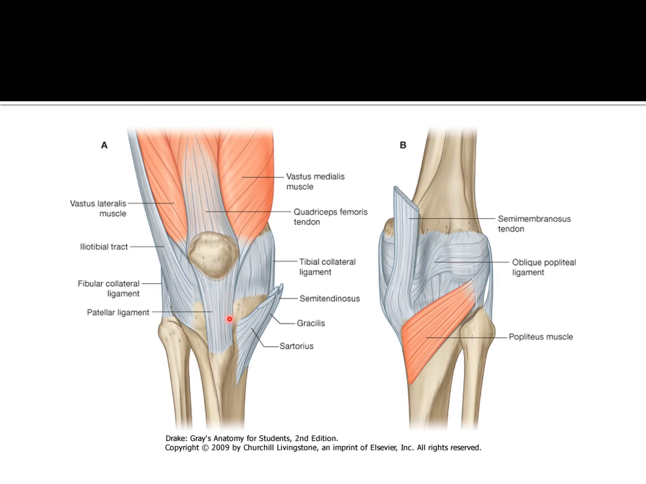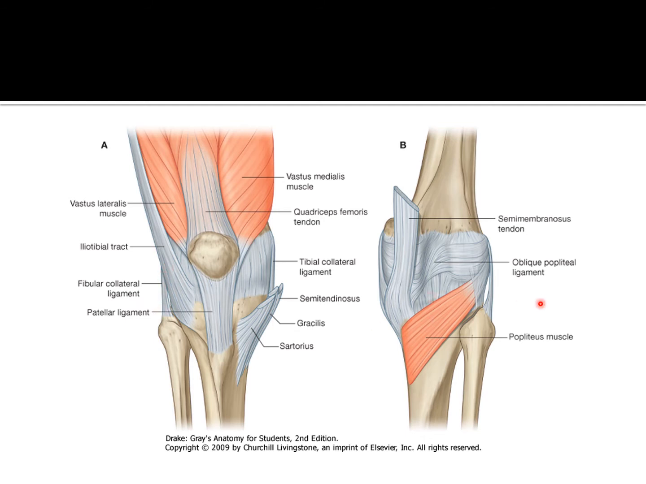Here you can see the ligamentum patellae, the oblique popliteal ligament, and here on the medial side you are able to see the tibial collateral ligament, which is also called the medial collateral ligament. And laterally here you can see the fibular collateral ligament or lateral collateral ligament.